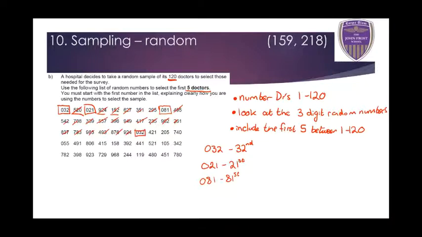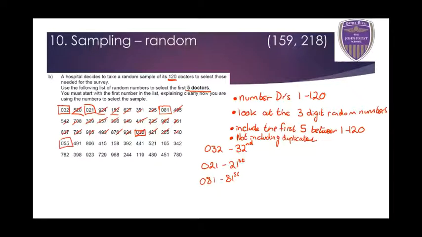Keep going. Now, we've got 032 again, but we can't include 032 again because we've already picked the 32nd doctor. Now we've got a duplicate. So we can't include this second 032. Let's include that in our method actually: not including duplicates. It's a good thing to add to our method. So we're not going to have 032, just keep going through it.